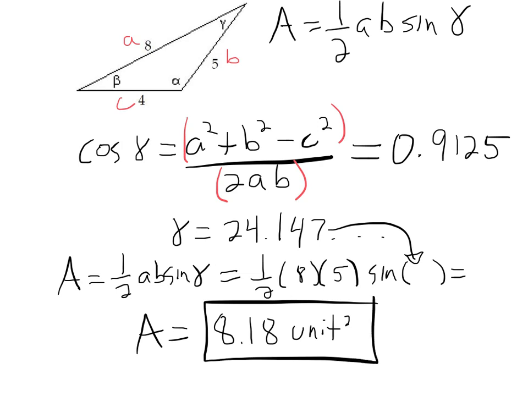Feet squared, inches squared, centimeters squared. Make sure you have the appropriate unit if they give that to you. If not, I would still write unit squared so that it shows you that you were working with area. Alright, this is how you find the area of a triangle with 3 sides without Heron's formula.